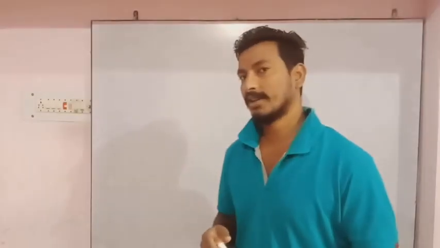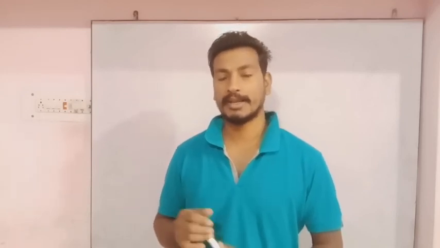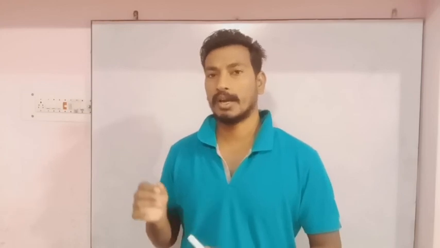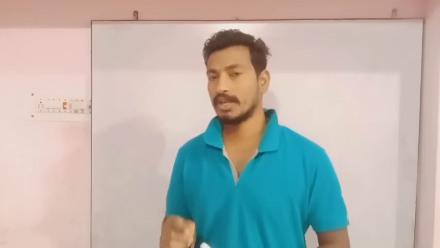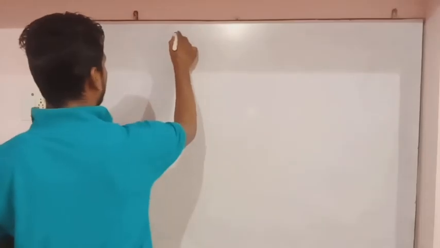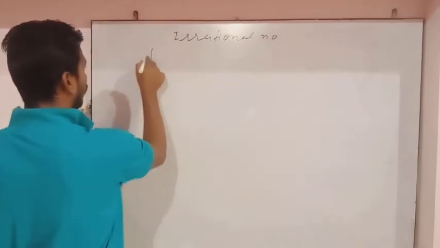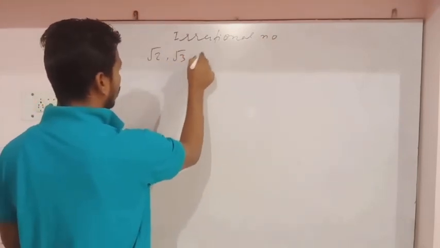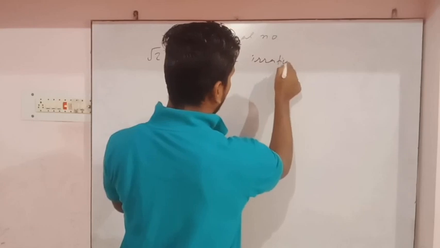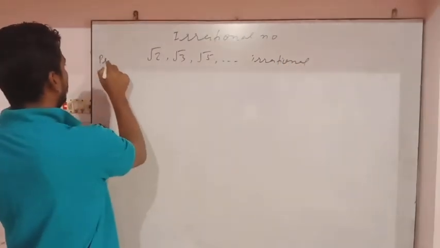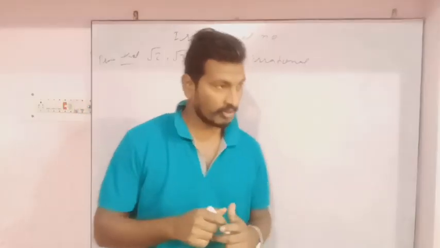So today in this video lecture, we are going to cover a very important topic of class 9 and 10, irrational number. And in this topic, we are going to prove numbers like root 2, root 3, root 5 are irrational. So there are two topics. First is irrational number, and second, prove that root 2, root 3, root 5 and such numbers are irrational.